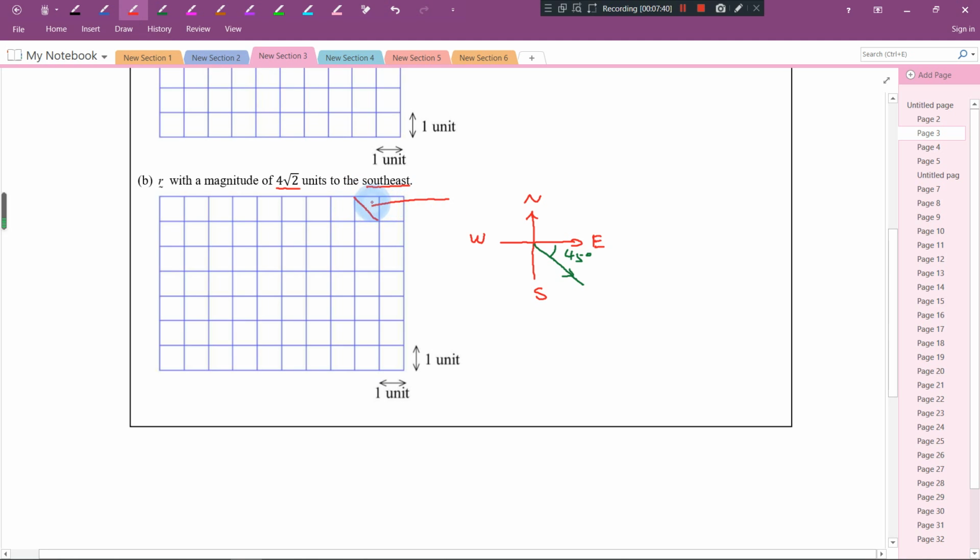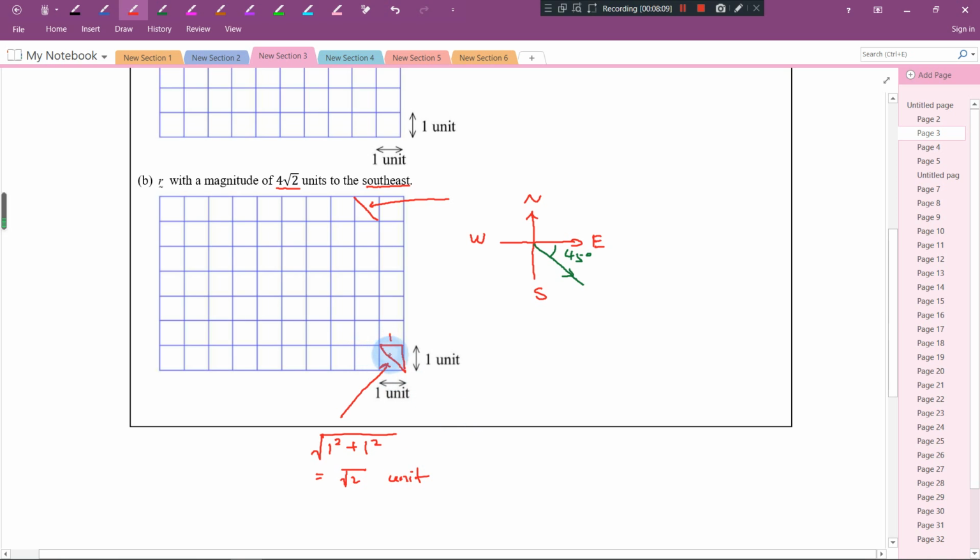So how many units over here? So you look, this is one. Okay, how about I use this one, easier. This is 1 unit, this is 1 unit. Now we have a triangle over here, right? So if I want to find the distance here, how many units? Use the Pythagorean theorem. 1 squared plus 1 squared, square root. So it will be square root of 2.